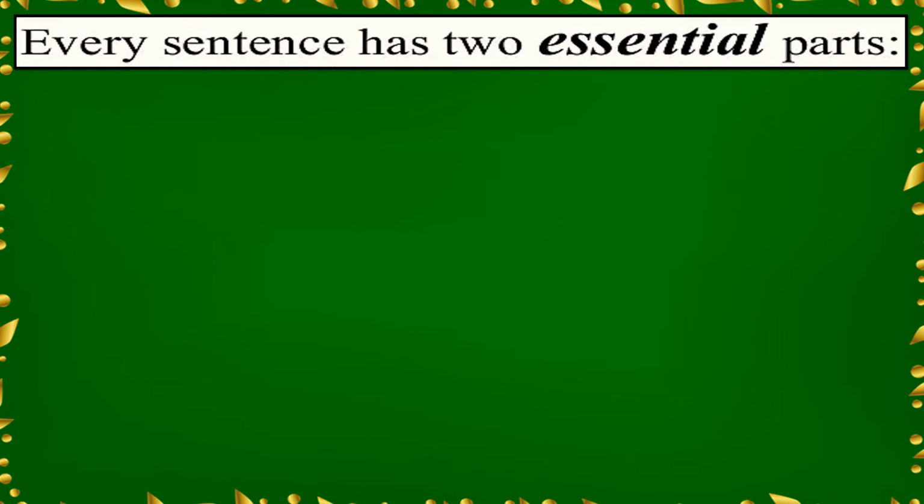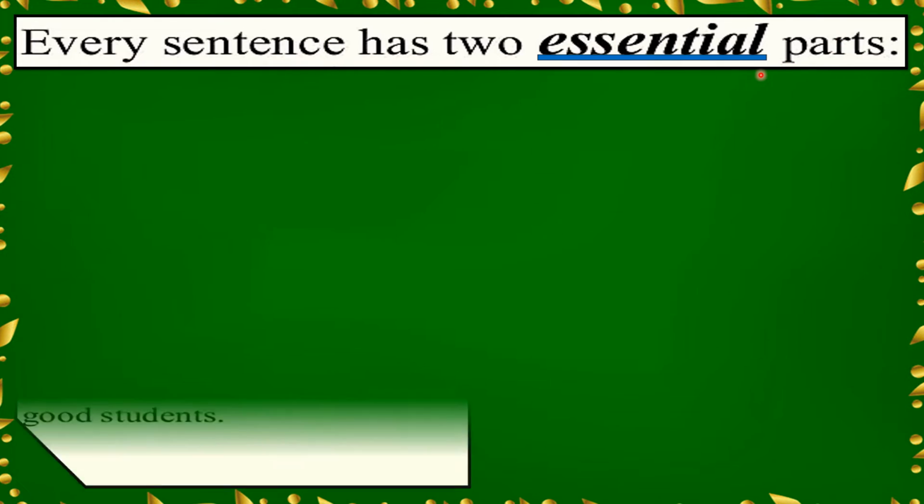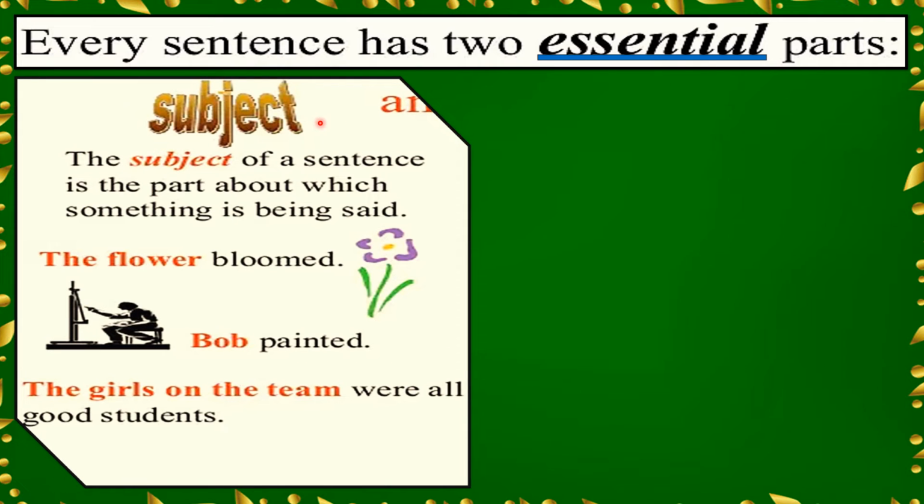Now, class, let us continue about the two parts of a sentence. Every sentence has two essential, meaning important, parts. The first one is the subject. The subject of a sentence is the part about which something is being said. For example, the flower bloomed. The subject in this sentence is the flower because we are talking about the flower.